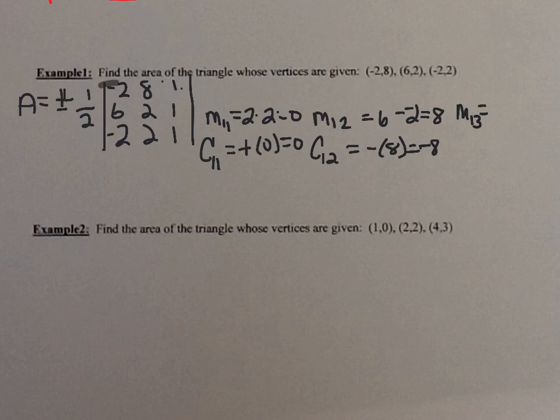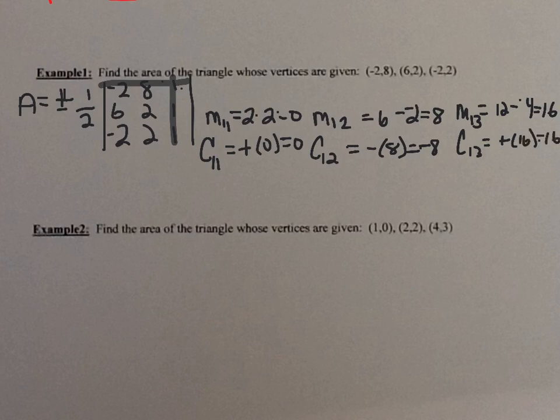Okay, so minor 1, 3, I would take out row 1 and column 3. So it would be 6 times 2 is 12, minus negative 2 times 2 is negative 4. So that's 16. So my cofactor 1, 3, so it's negative 1 to the fourth power, which is positive 1, times 16, which is going to be 16.